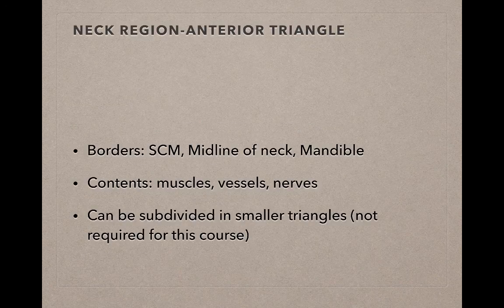Now let's move on to the anterior triangle. The anterior triangle is made up of the sternocleidomastoid, the midline of the neck, and the mandible. Those three borders make up your anterior triangle. The contents here are the same. We have some muscles, some vessels, and some nerves. This triangle can be subdivided into smaller triangles, but we're not going to worry about that for this course.